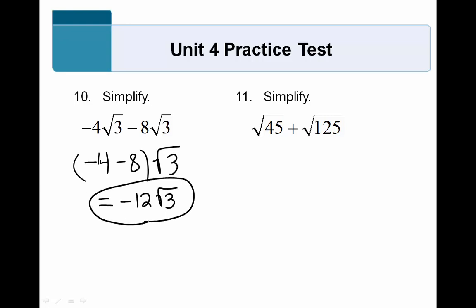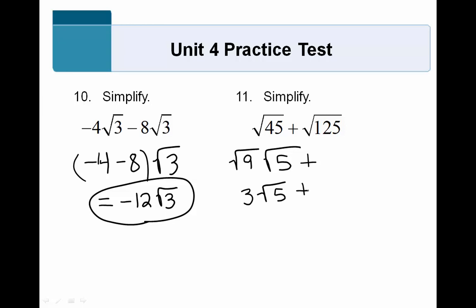Number 11, however, we have a square root 45 plus a square root 125. So we're going to simplify each of those radicals first, then hopefully we'll have like radicals and then we'll be able to add them together. So I'm now going to do a factor tree for 45. Once you do a factor tree, you'll have a pair of 3's, which will give you a 9 and a leftover 5. The square root of 9 is 3, so this simplifies to 3 square roots of 5.